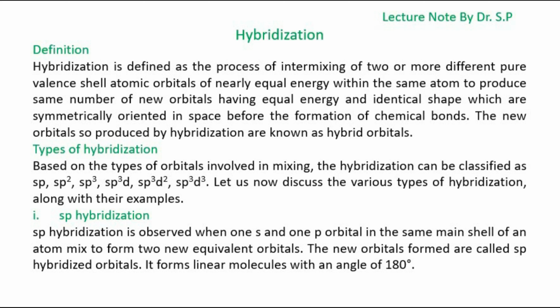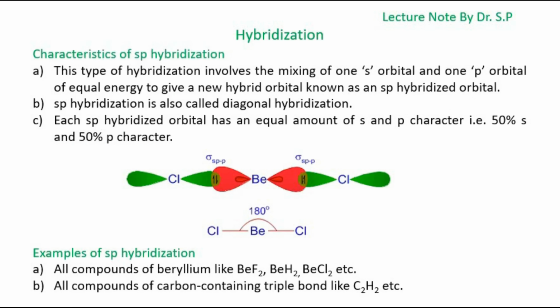Sp hybridization. Sp hybridization is observed when one s and one p orbital in the same main shell of an atom mix to form two new equivalent orbitals. The new orbitals formed are called sp hybridized orbitals. It forms linear molecules with an angle of 180 degrees.